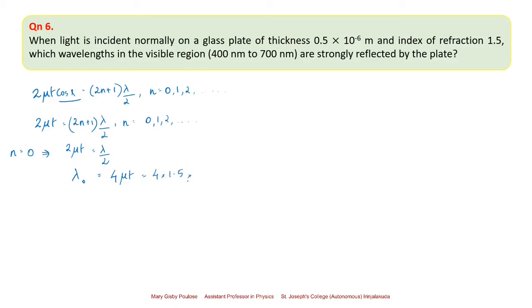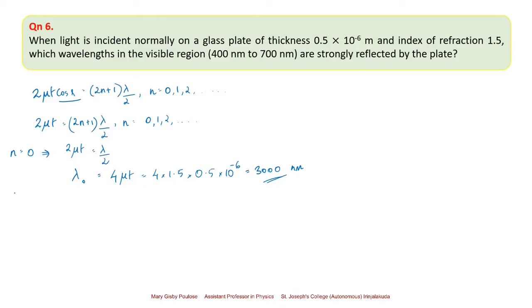Doing calculations, you get this as 4 into 1.5 into the thickness 0.5 into 10 raised to minus 6. This is calculated as 3000 nanometers. Now this doesn't fall in the region of visible regions. We need to find out the wavelengths in the visible region that are strongly reflected. This is reflected, but it is not in the visible region.